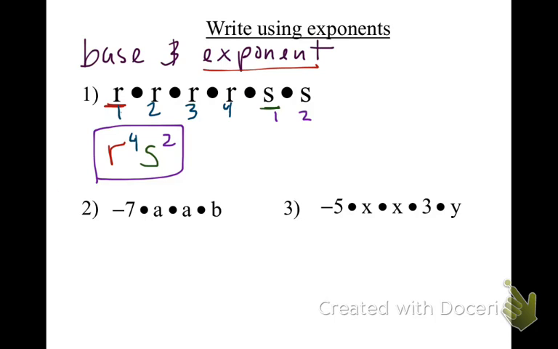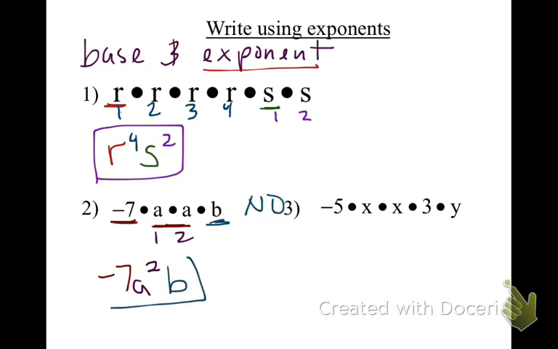So go ahead and try to do number 2. See if you can figure it out. Now let's take a look. I have this negative 7. Are there any other negative 7s? No. No other negative 7s, so that means it just comes on down, negative 7. Now let's see, I have 2 different a's. So I know a has to be a base. How many are there? 1, 2, 2 bases, so 2 is my exponent. And take a look. I got a b. Are there any other b's? No. So my b just comes on down, and that is going to be my answer.